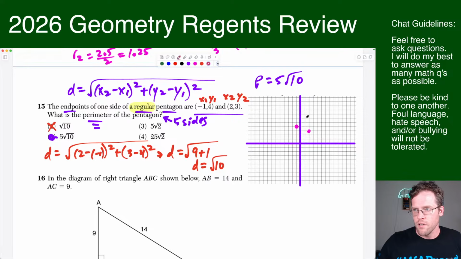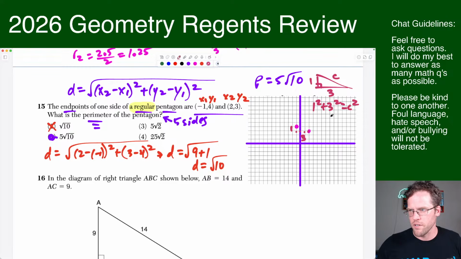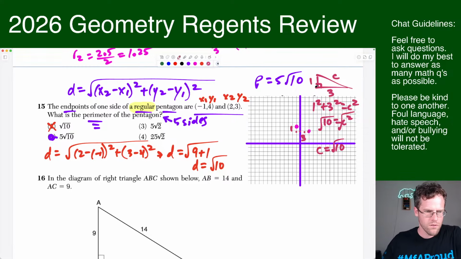For this, you could also go down 1, over 1, 2, 3. So if I make a right triangle, I'm going down 1 over 3. That's 1 by 3. I could use the Pythagorean theorem to find the missing side. Like if I put the letter C here, I could say 1 squared plus 3 squared equals C squared, which would give me 1 plus 9 is 10. And then I take the square root of both sides to get rid of the square. And the missing side would be square root 10. So I still get square root 10 as the distance. So, all right.